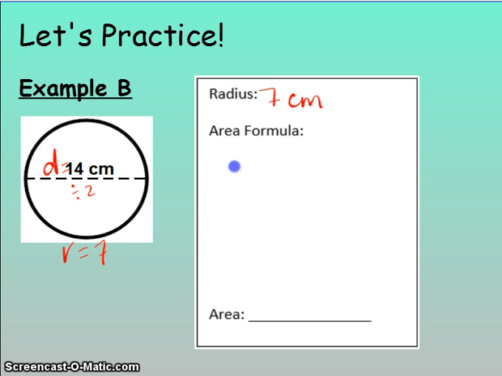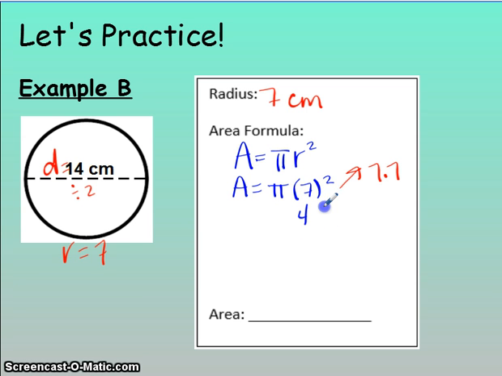Okay, next, write down your area formula every single time. Pi r squared. Okay, you're going to rewrite it. Every single time you're rewriting it, so you're writing it twice. But the second time, instead of r, you're going to put in your radius. Okay, again, this is not 7 times 2. This is multiplying 7 twice. So 7 times 7 leaves me with a value of 49. Okay, then you want to bring everything else down.